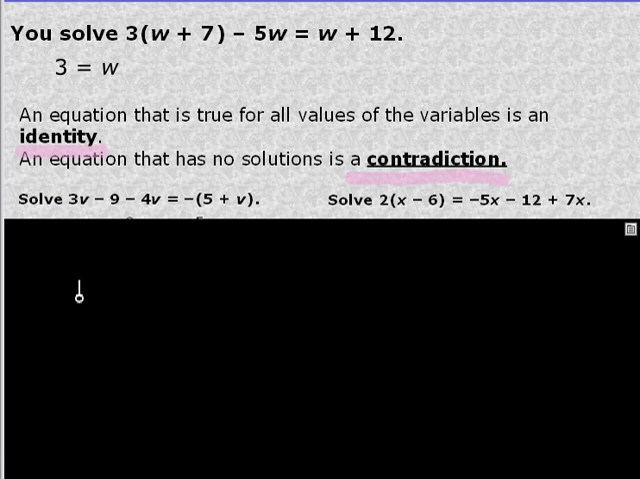Here are my two examples. Solve 3v minus 9 minus 4v equals negative 5 plus v, and then solve 2 times x minus 6 equals negative 5x minus 12 plus 7x.